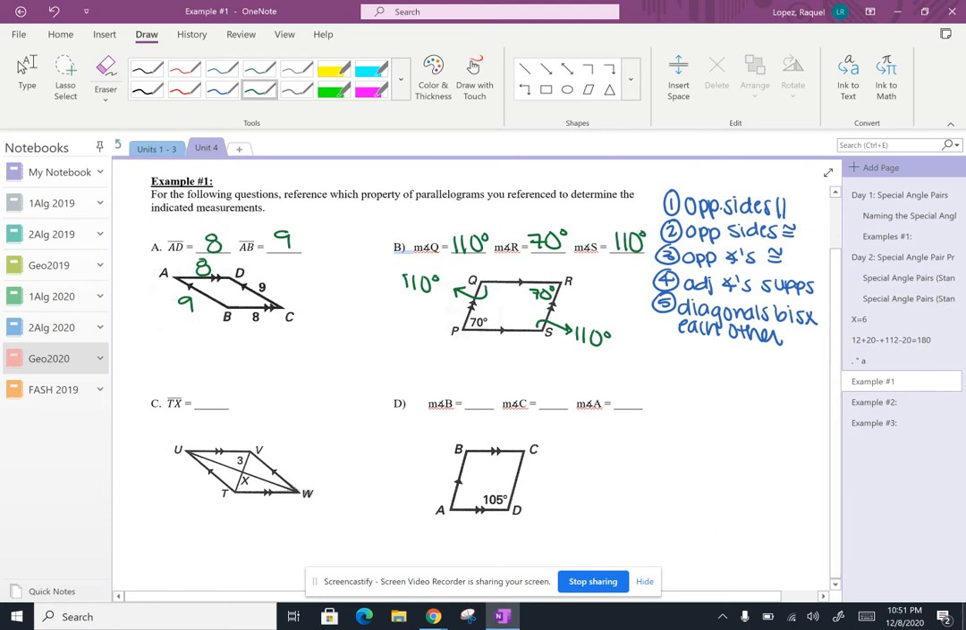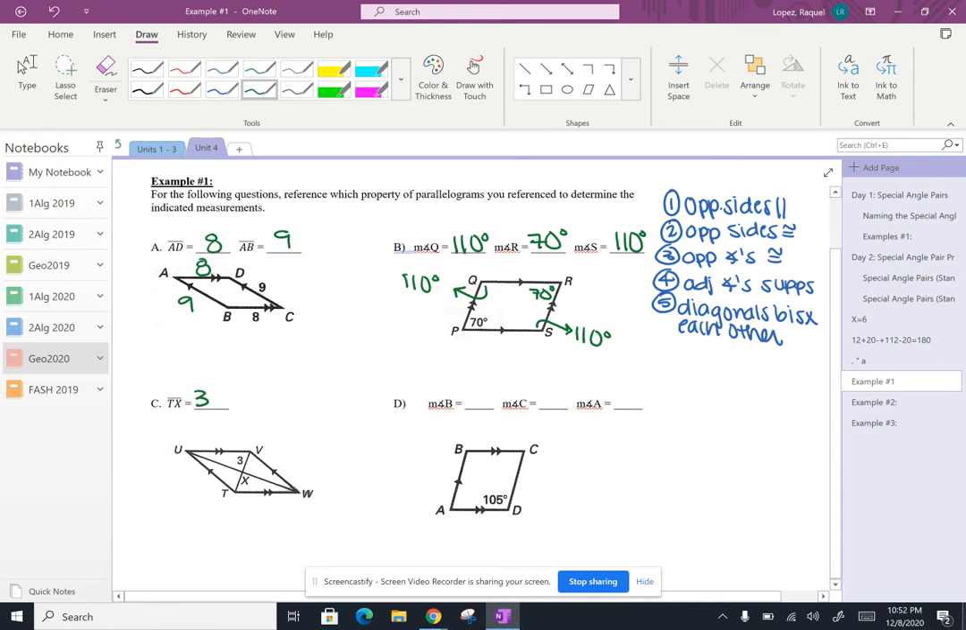Okay, for example 1C, we're going to apply the property that the diagonals in a parallelogram bisect each other. Be careful with that one because it just tells us that the diagonals cut each other in half. It doesn't tell us that the diagonals are congruent to each other. So that means if VX is 3, TX must also be 3, so the whole thing would measure 6 if you were being asked that.